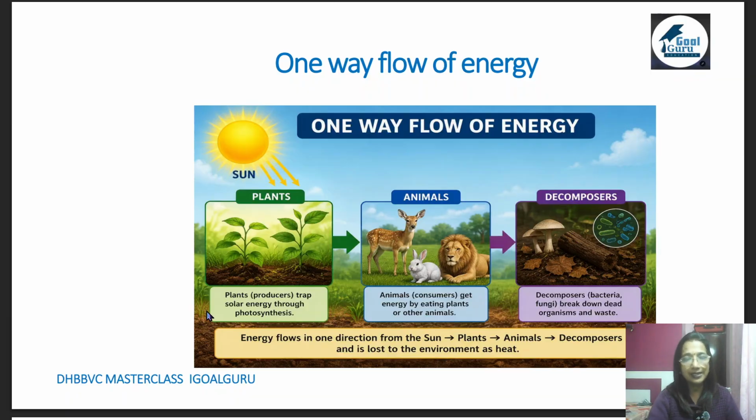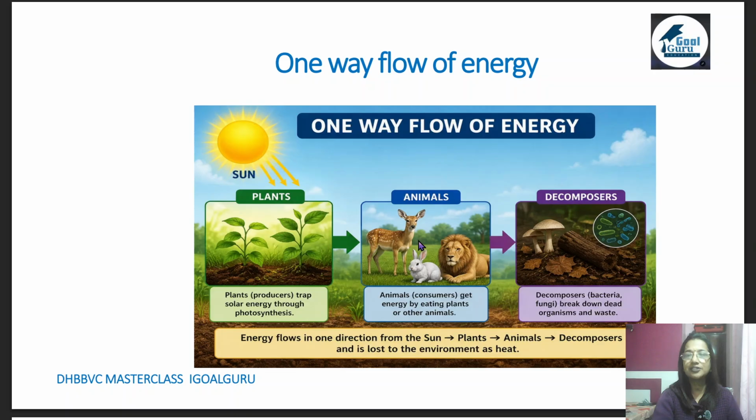you can see that everything begins with the sun, right? So everything begins with the sun. The sun continuously supplies the energy. Now, this energy which is supplied by the sun to the earth is captured by the plants. Plants only capture a very small fraction of this sunlight through photosynthesis.